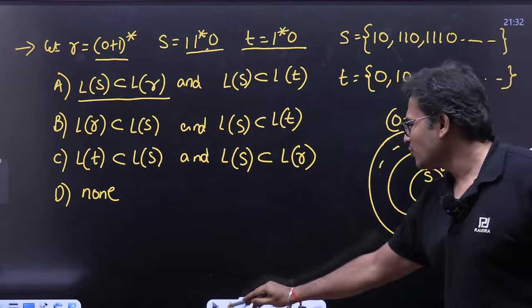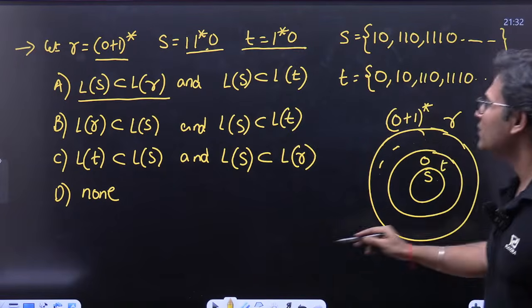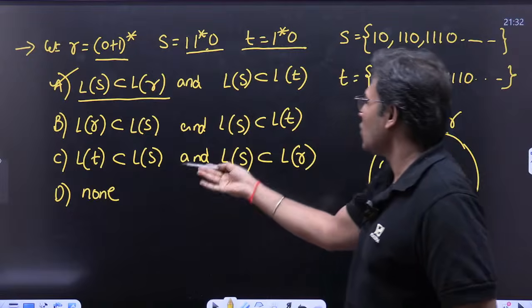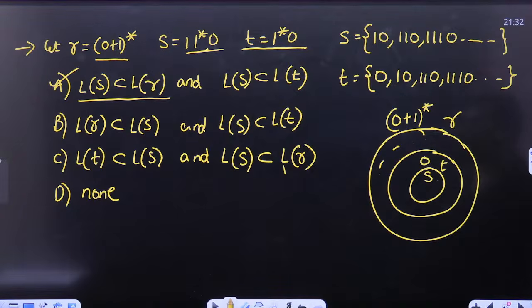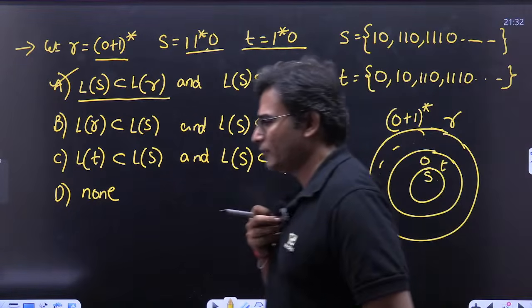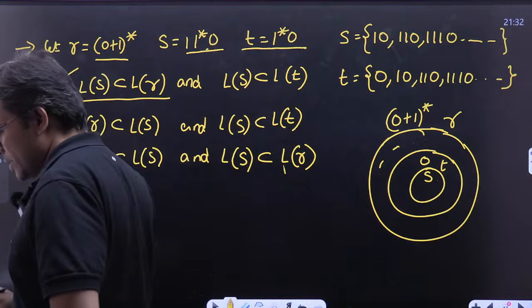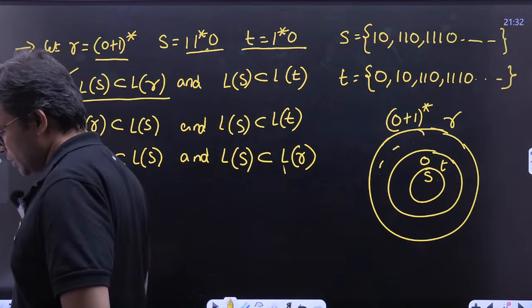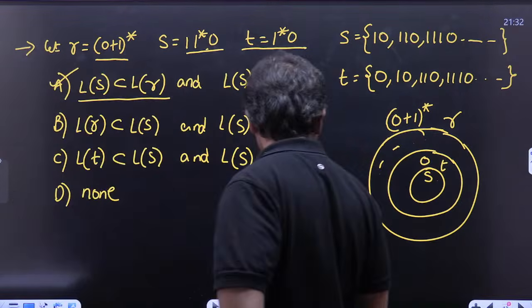Now you can answer this question. Only A will be the answer and all the remaining will not be the answer. Okay, cool. So A is the answer. Once you draw the diagram, everything becomes very simple. Now answer this question.